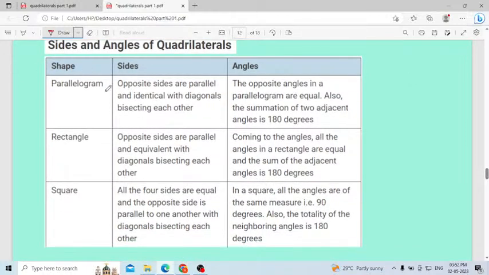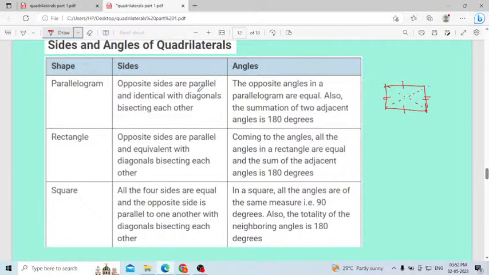See, the opposite sides of a parallelogram are identical, with diagonals bisecting each other. Consider this is the parallelogram. In the parallelogram, you have two pairs of opposite sides, two parallel pairs of equal length. This one parallel pair, this the other one. Yes, these opposite sides are parallel. Then the diagonals will bisect each other.